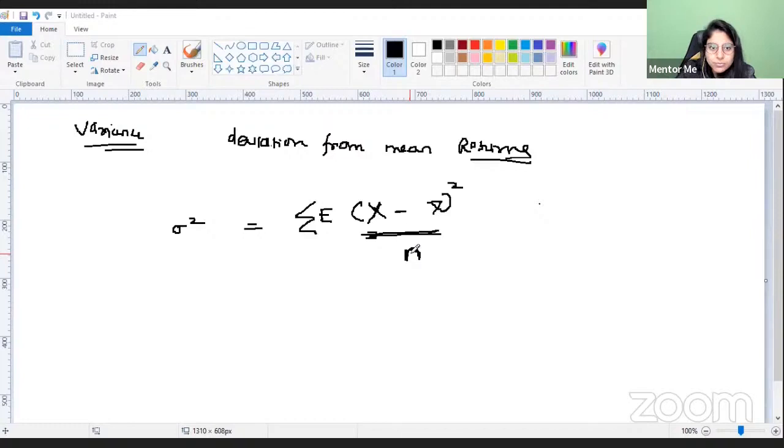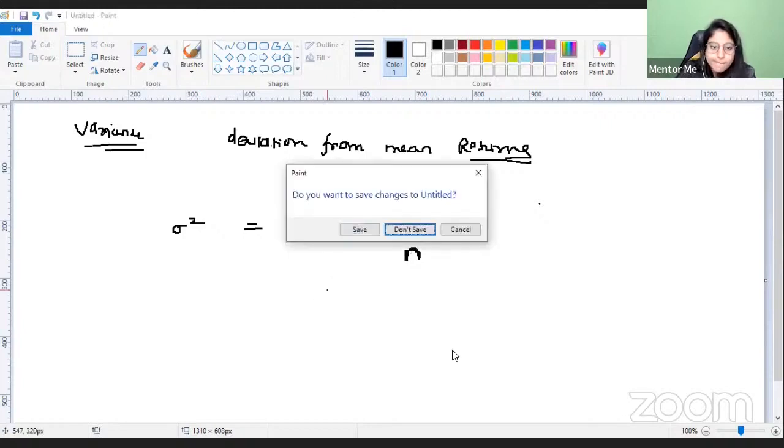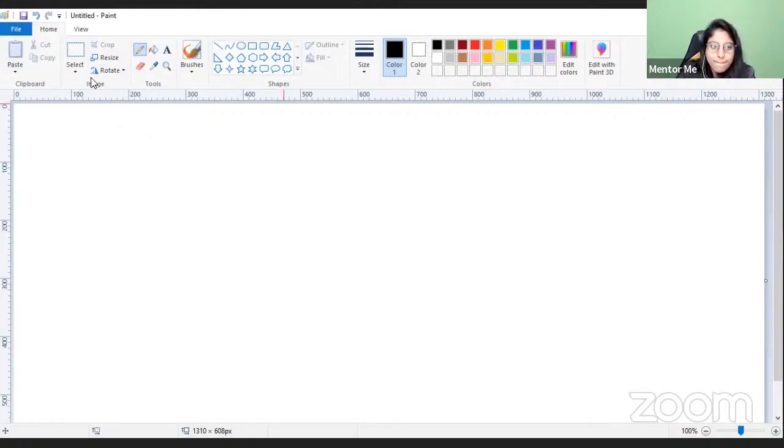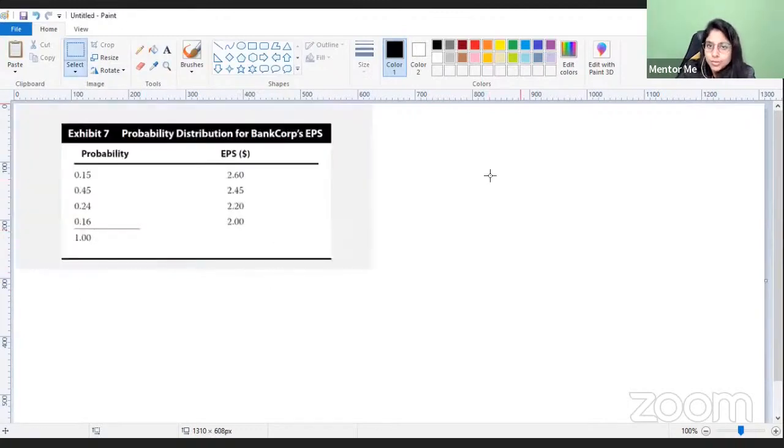Let me take an example. Let's say this is what we are provided with. So this is the information given to us. We have the various EPS and the respective probabilities. First, you can quickly calculate the expected value based upon the formula that we've discussed.